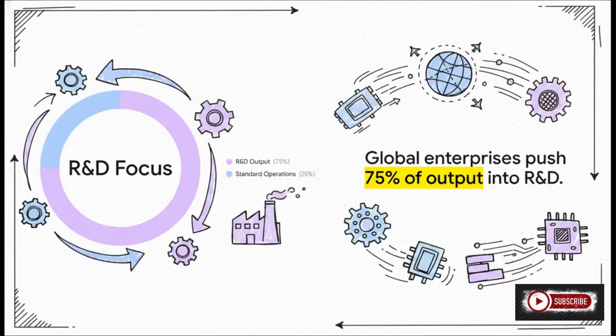Ever wonder what gives these global enterprises their immense power? It's pure technological superiority. I mean, a staggering 75% of their output in specialized divisions is pushed directly into research and development. That leaves standard operations at just 25%. The vast majority of their energy goes into continuous product innovation, advanced tech, and maintaining intense global quality norms. That is an absolute powerhouse of a metric.